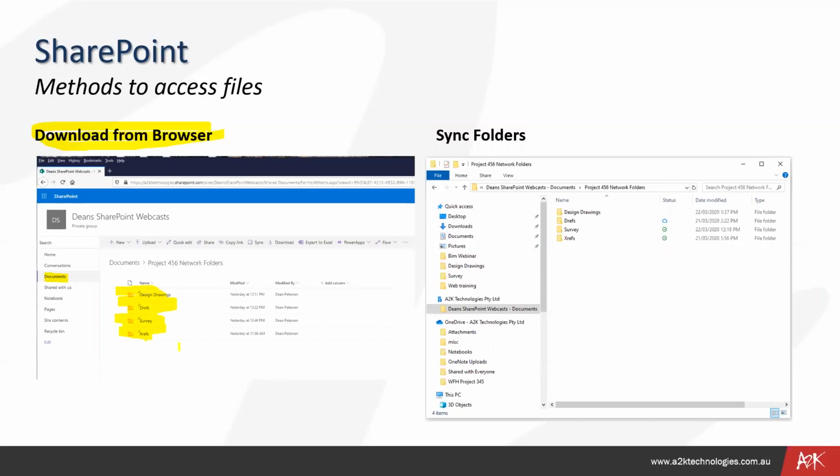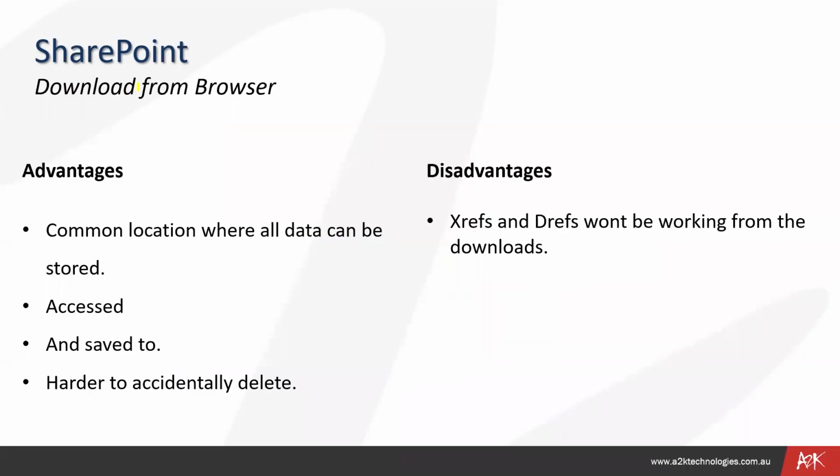The problem with that is, well, let's have a look at the pros and cons for the download from browser system. The advantages: it has a common location where all data can be stored by people. It can also be accessed by those people and obviously saved back to that same place, so there is no duplication of folders. It's all kept in one place. Also, working directly through your browser, it's harder to accidentally delete files than working through shared folders and replicated folders on your machine.